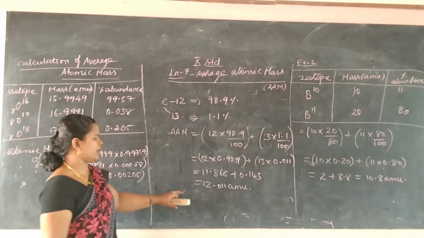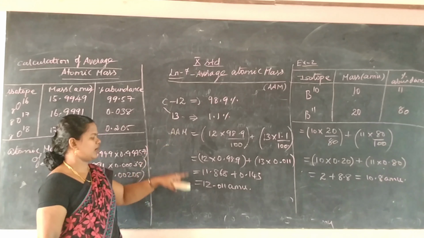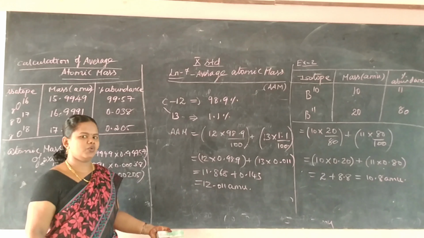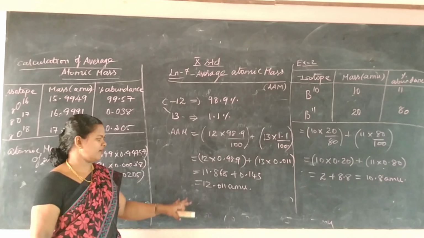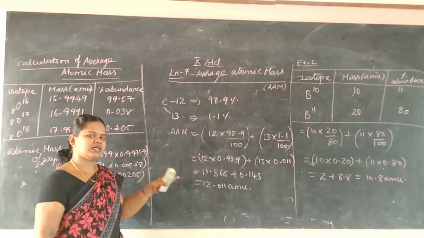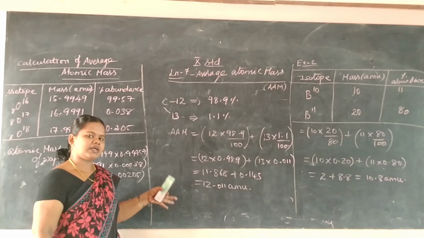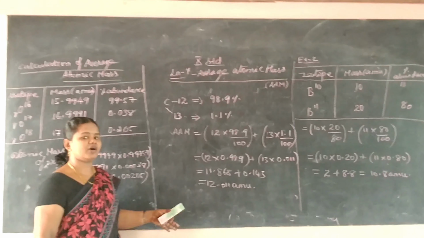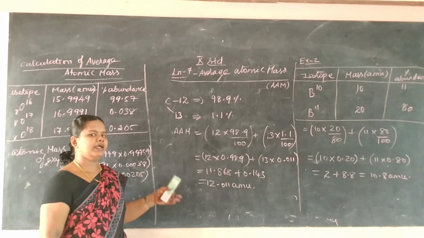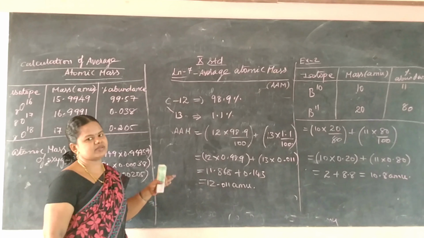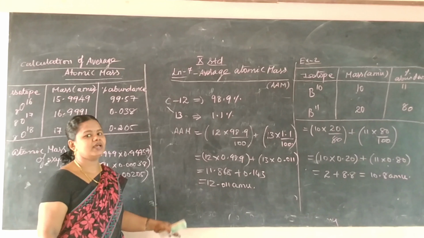So here we arrived at the average atomic mass of carbon, that is 12.011 atomic mass unit. And this average atomic mass is the average mass of that element, and it is not the atomic mass of an individual carbon atom. So we must not think that it is the mass of the individual atom. It is the average mass of that element.